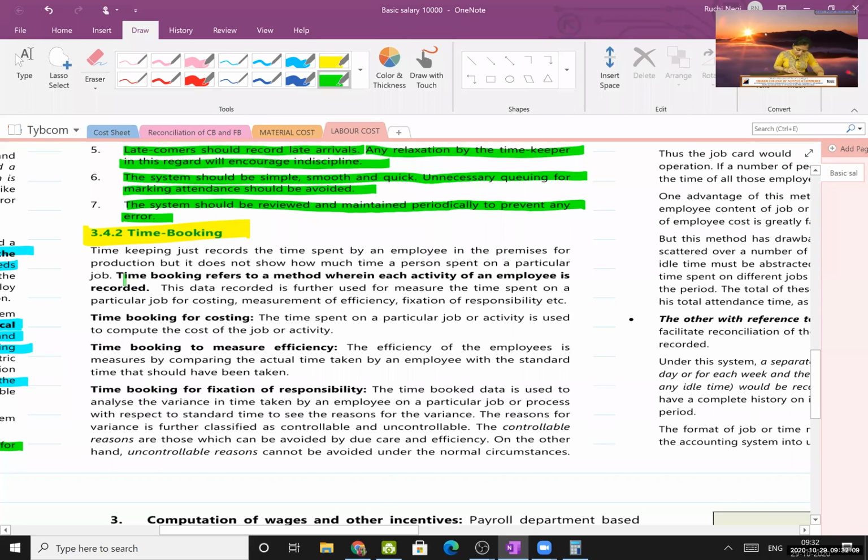Time booking refers to a method wherein each activity of an employee is recorded. That is, which activity?